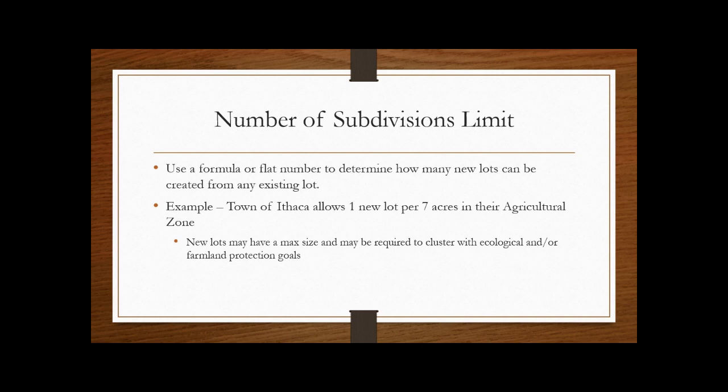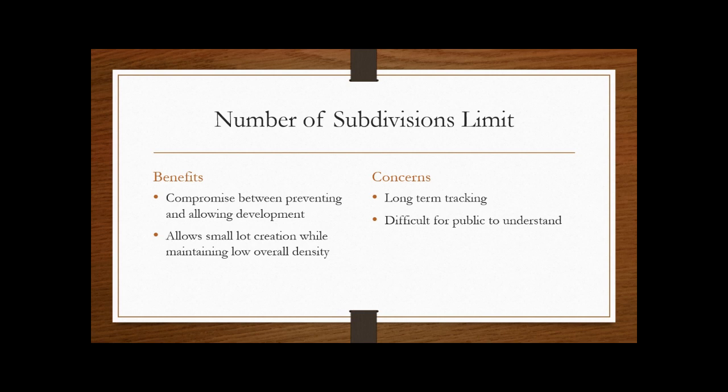So with limiting subdivisions, some of the benefits: it's a compromise between preventing and allowing development. You're giving people a specific amount of development that they can do. Usually the amount of development that's allowed, the number of lots, is benchmarked by the previous rules. So however much you could have developed before, you can still develop that many lots, but they have to be smaller, so you're preserving a piece that's left over. In some cases it won't be as many lots as were previously allowed, but usually that's the compromise.